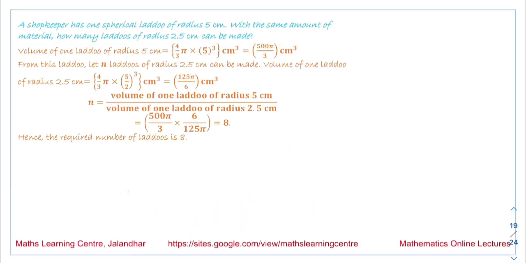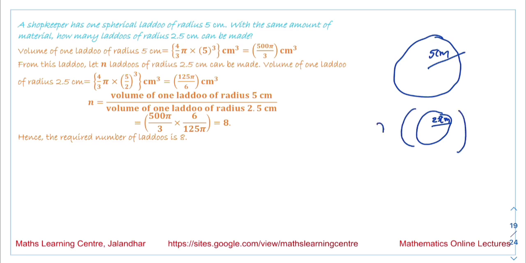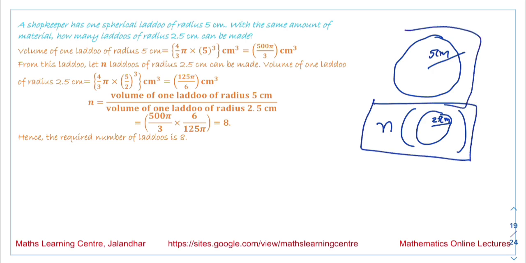Now next we have: a shopkeeper has one spherical laddu of radius 5 centimeter, and with the same amount of material, how many laddus of radius 2.5 centimeter can be made? So he breaks this and forms new laddus of radius 2.5 centimeter, and we have to calculate how many such laddus can be made. Suppose there are n laddus that can be made. So the volume of these n laddus and the volume of this one laddu should be the same.